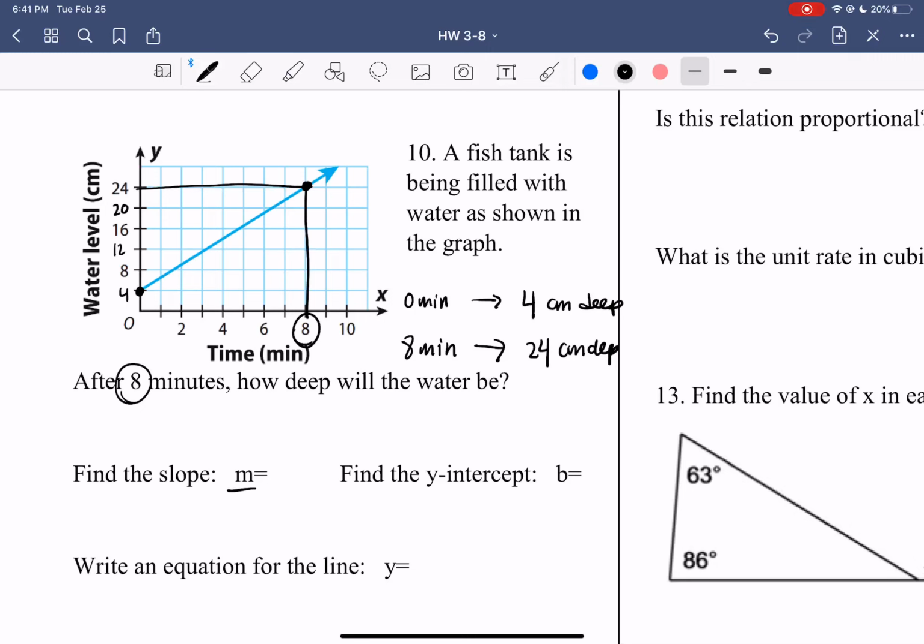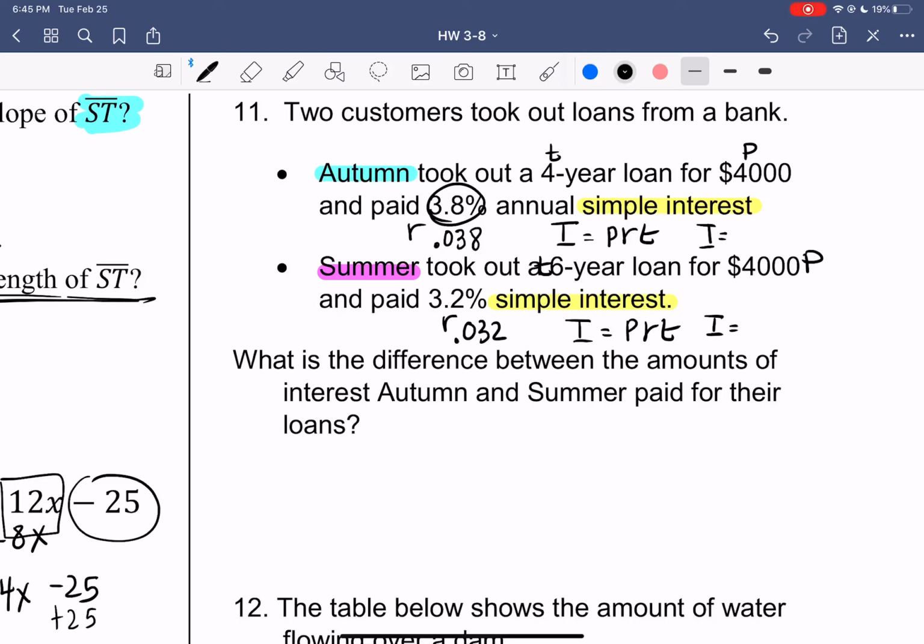So I equals principal 4,000 times rate 0.038 times 4. And we have 4,000 again for my principal times 0.032 and times 6. So the difference, so once you figure out, looking at the difference between those two here, once you multiply them.